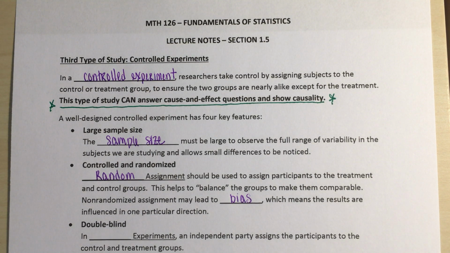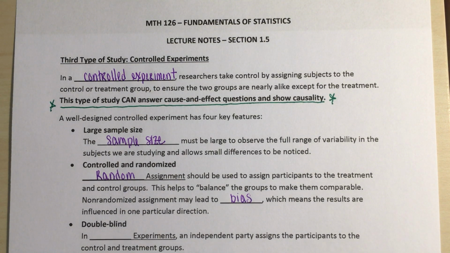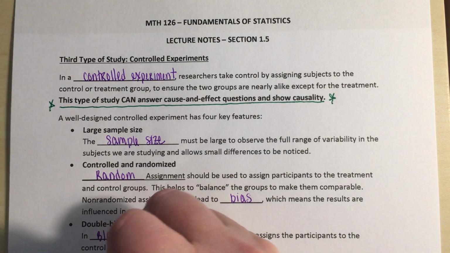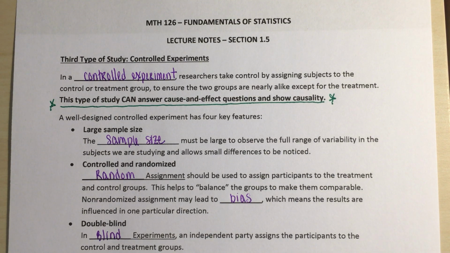Right? Our third feature, double blind. Right? So what that means, in blind experiments, an independent party assigns the participants to the control and treatment groups. Right? So some other person, right, is assigning the participants to the control and treatment groups. The participants don't get a choice in which group they are assigned to.